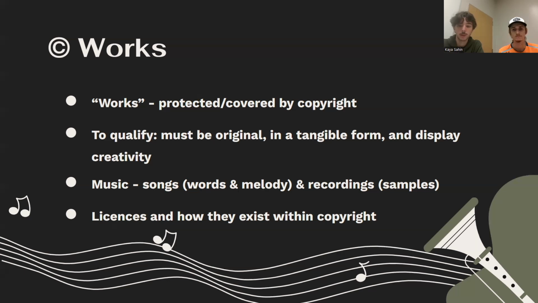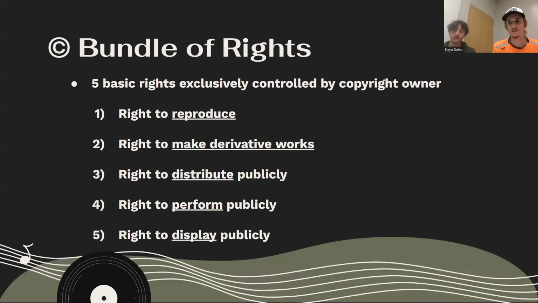Next, we're going to talk about licenses and rights of an owner of copyright and how they affect it. The license of copyright is controlled by the owner, who might not necessarily be the writer. It could be the publishing company or the record label or whoever it is that owns it. The owner is entitled to five basic rights that they exclusively control: the right to reproduce, the right to make derivative works, the right to distribute publicly, the right to perform publicly, and the right to display publicly.